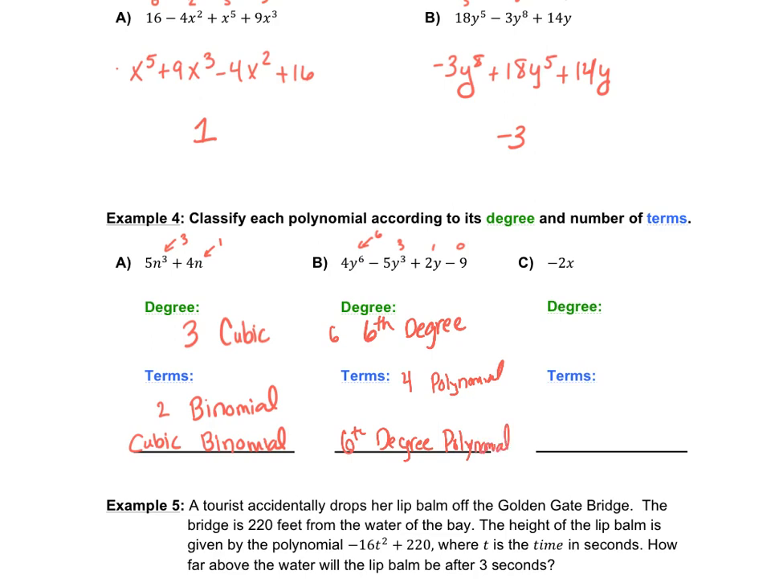Okay, negative 2x. This is going to be a degree of 1. When you have a degree of 1, we call that linear. Think about y equals mx plus b. There's no exponents, right? That's a linear equation. That's a degree of 1. And the number of terms, there was only 1, and so we call that monomial. So this is a linear monomial.